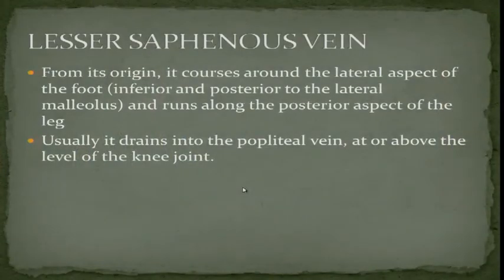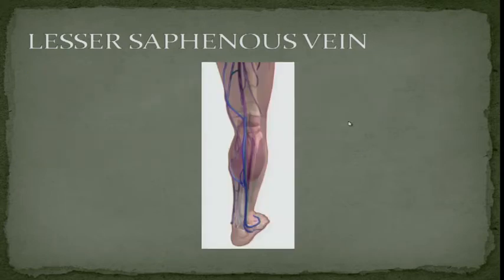We'll talk about the lesser saphenous vein now. From its origin, its course is around the lateral aspect of the foot. So greater saphenous is medial, so lesser saphenous is lateral. This is inferior and posterior to the lateral malleolus. It runs along the posterior aspect of the leg. Usually it drains into the popliteal vein at or above the level of the knee joint, and that is called the sapheno-popliteal junction. All right, so very easy.